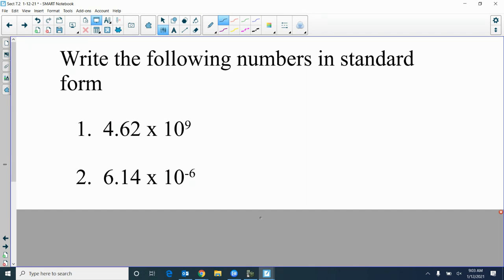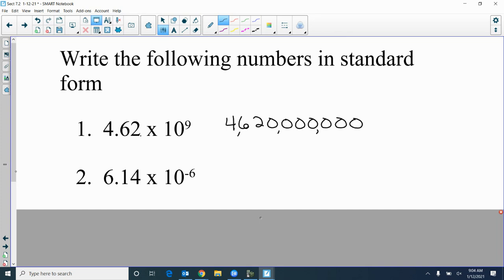Basically, you take it and you move the decimal point how many spots to the right? 9. 9 spots to the right. Whoa, what's that gonna be? 4. So that would be 1, 2, 3, 4, 5, 6, 7, 8, 9. Is that right? Yep.